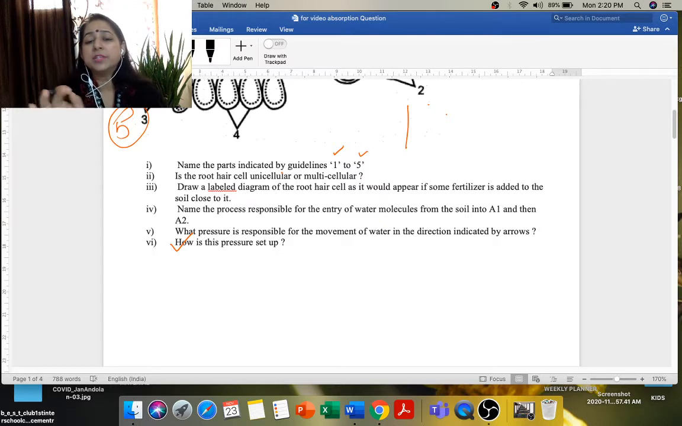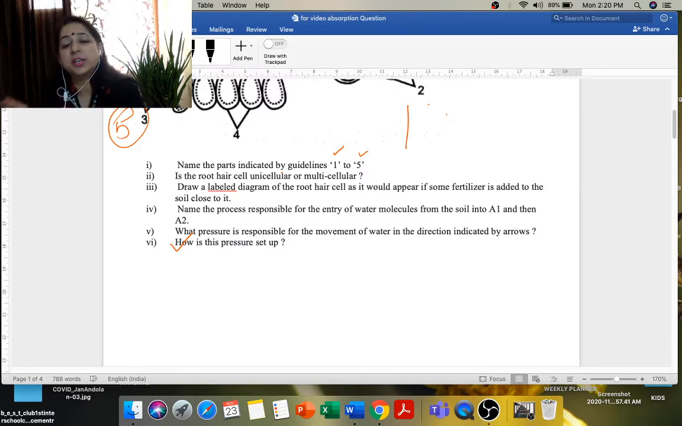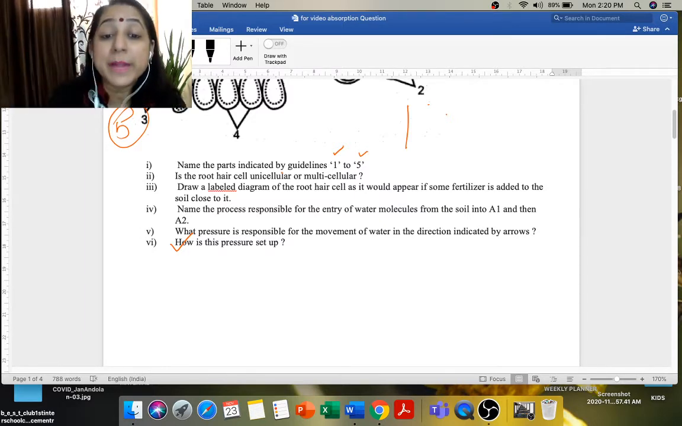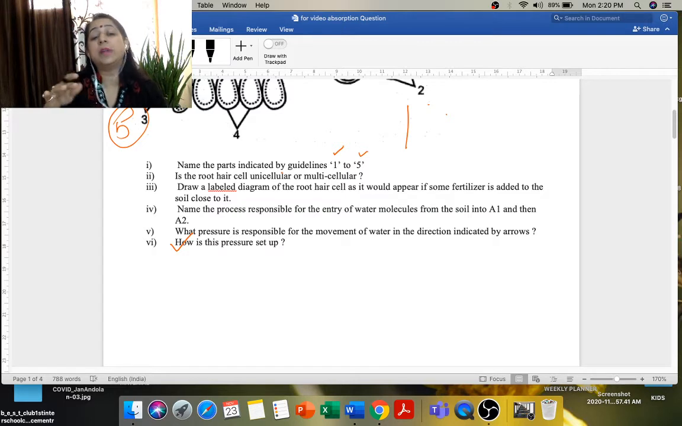Draw the diagram. Just write the diagram, no explanation. Name the process responsible for entry. Just write the process. Name the pressure. Just write the pressure. How the pressure. Now, in how you need to write one to two lines. So, what I'm trying to tell you is be precise, be specific, be crisp, but be correct.